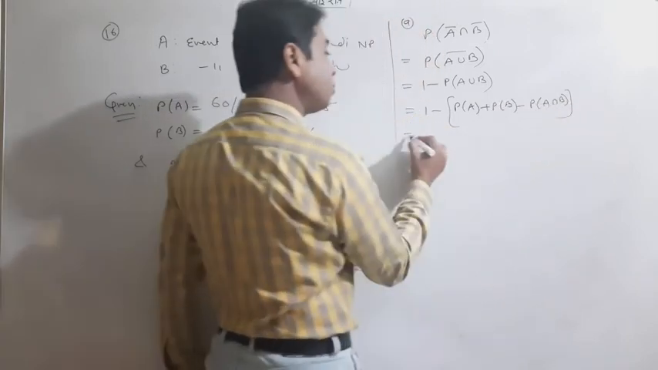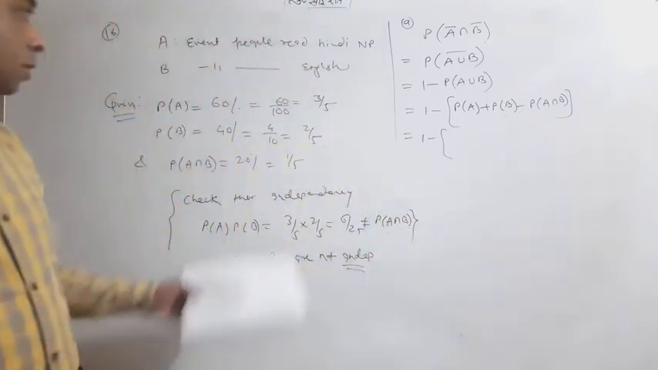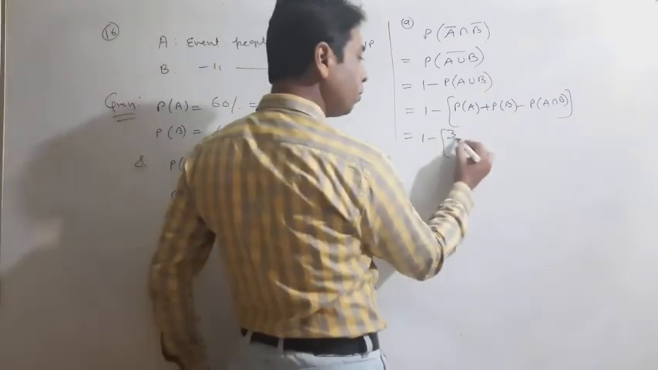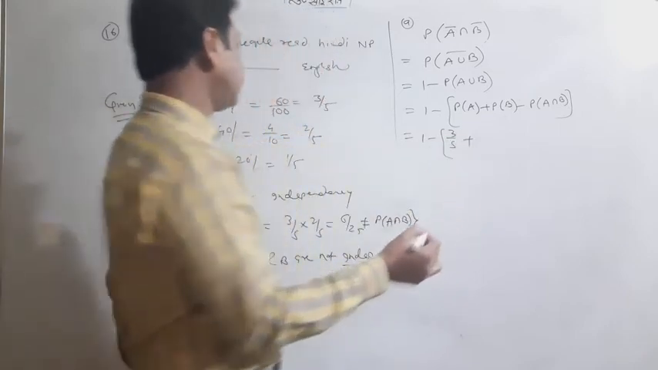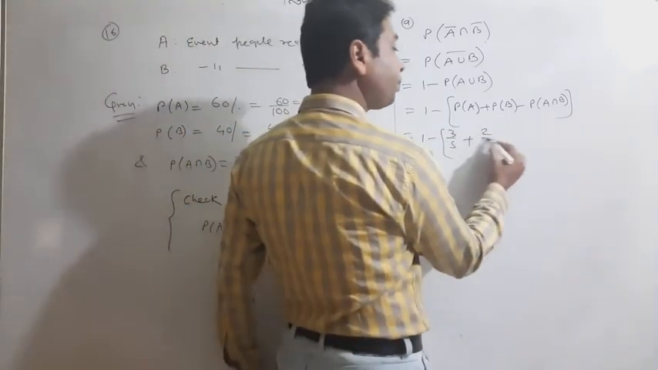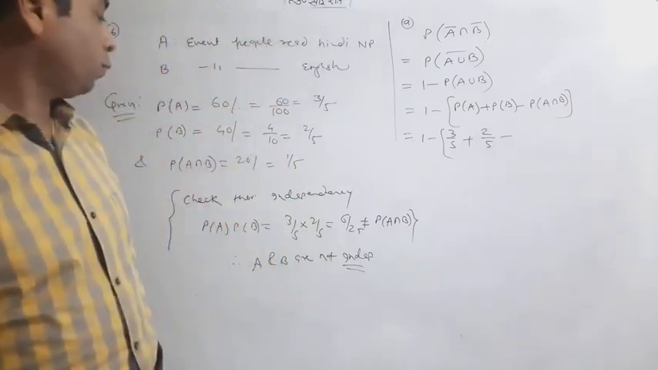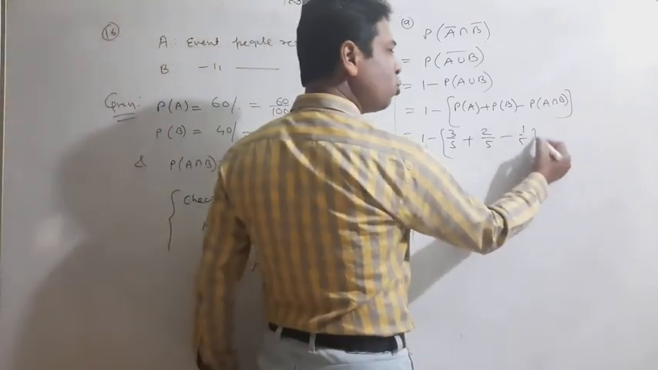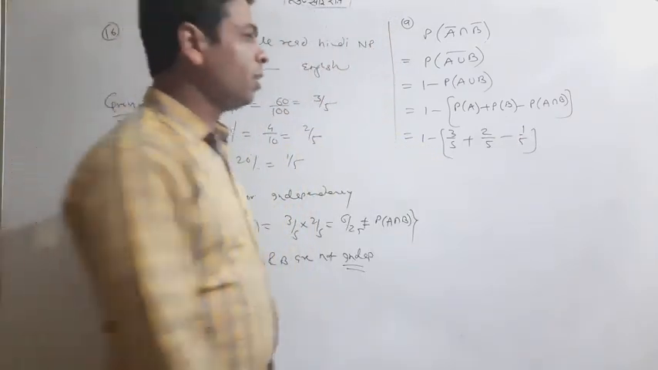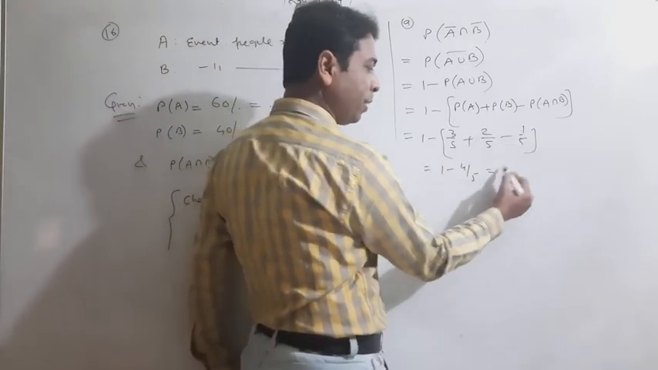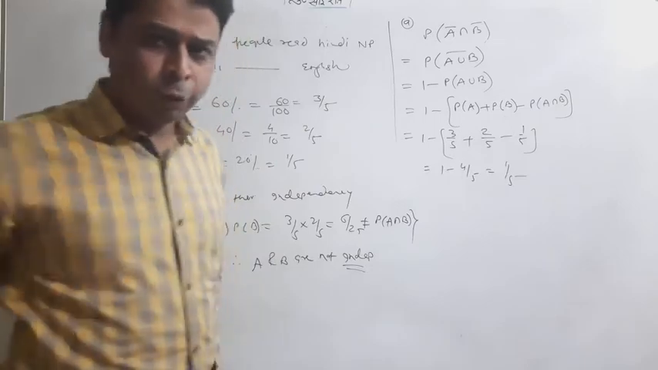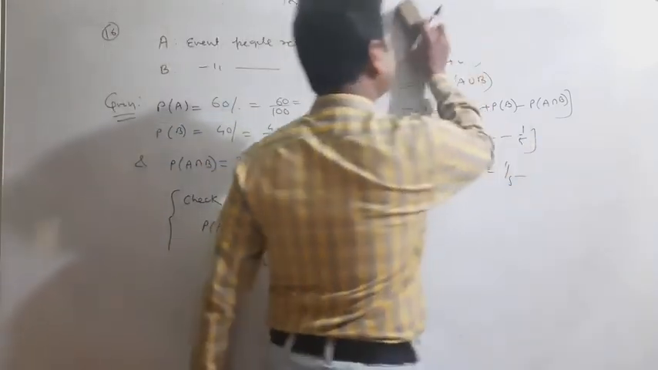Now put the values, guys. P of A is 3 by 5. P of B is 2 by 5. P of A intersection B is 1 by 5. Now please do it on your own. 3 and 2, 5, minus 1, 4 by 5. Okay, I do it completely. So the answer is 1 by 5. You have done it. Now, the second question.